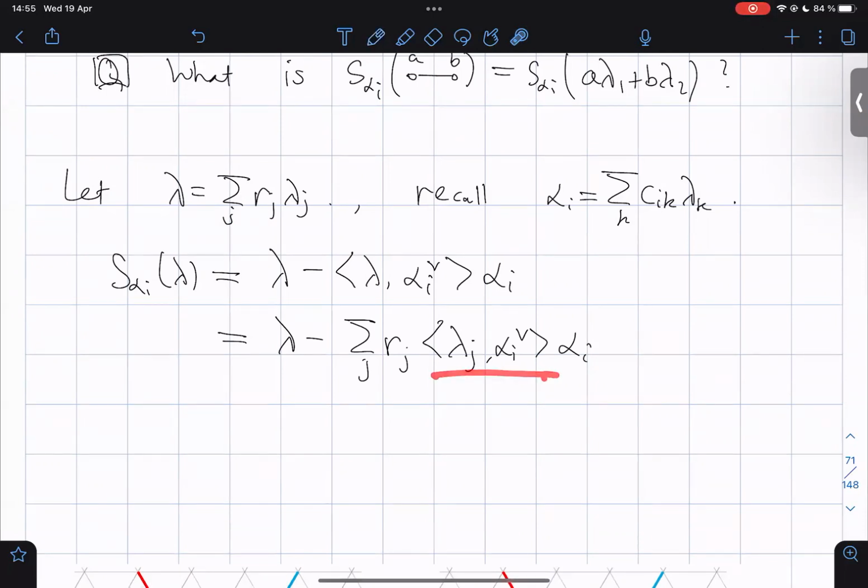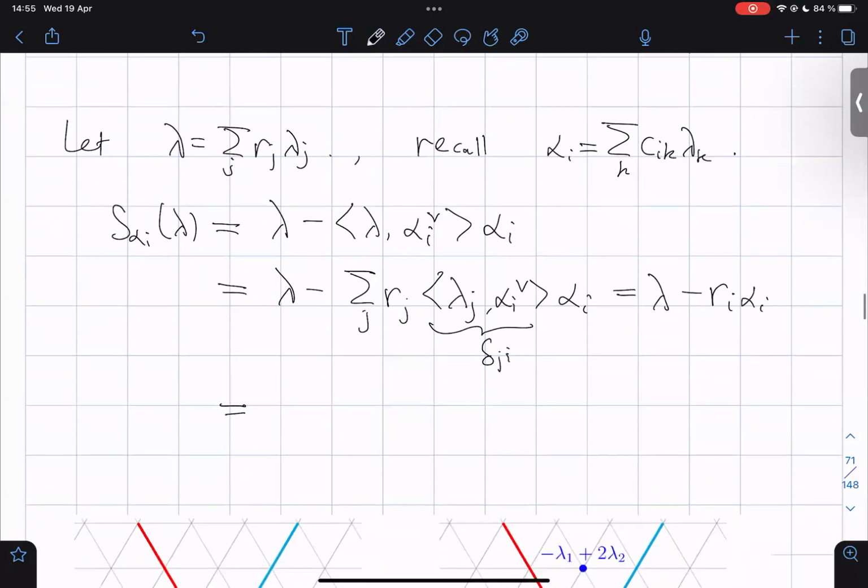This is something nice. This was from the definition of fundamental weights. This is a delta ij. This is a summation over j, so I only get a non-trivial contribution when j is i. So what I'm getting is lambda minus Ri alpha i. We want to see the effect on these coefficients. So let's write this lambda out.